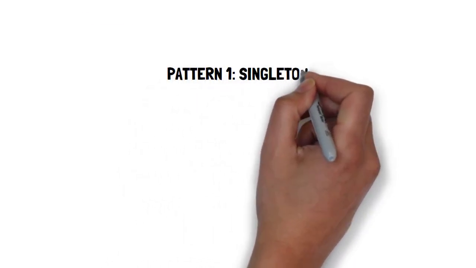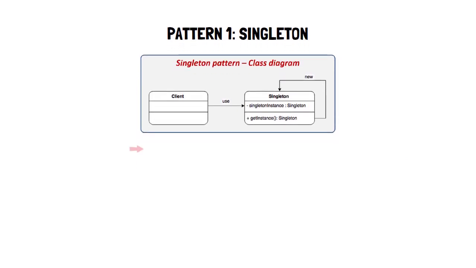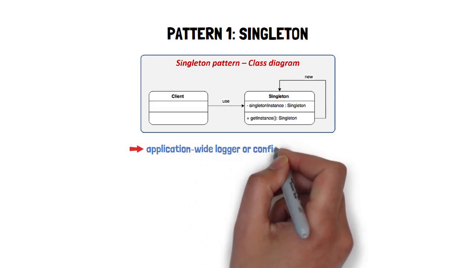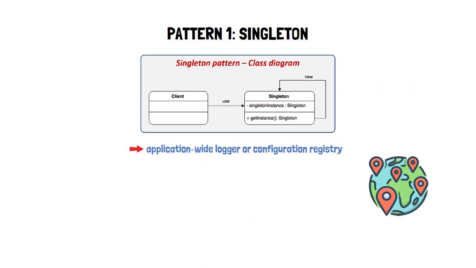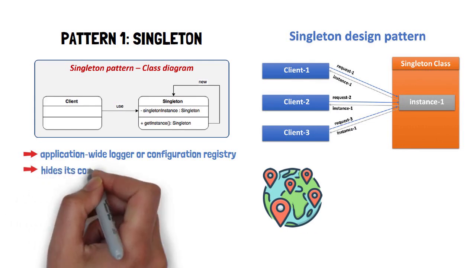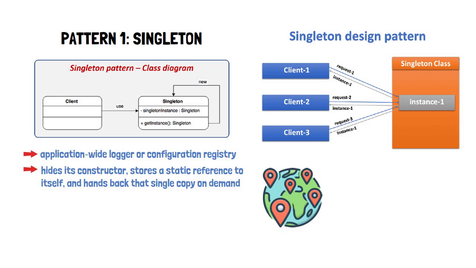Ready? Let's dive in. First up, the only pattern that literally enforces loneliness: Singleton. Picture an application-wide logger or configuration registry. You need exactly one instance accessible from everywhere. The Singleton hides its constructor, stores a static reference to itself, and hands back that single copy on demand.